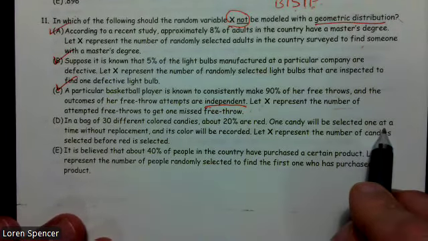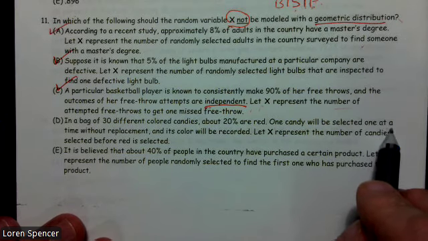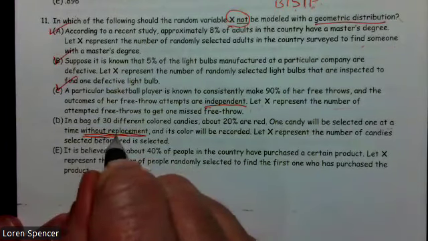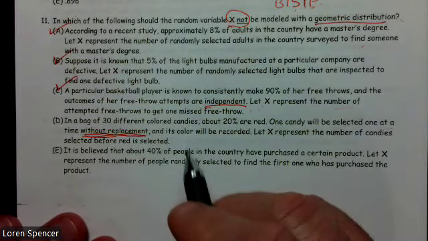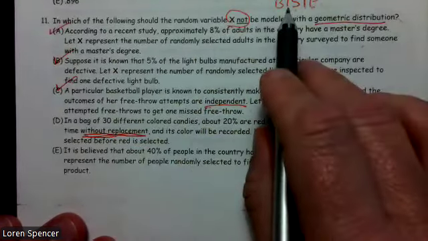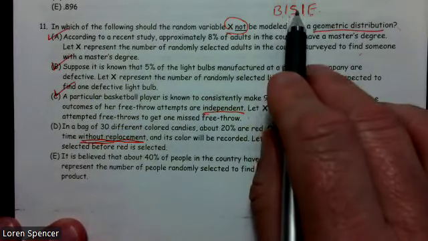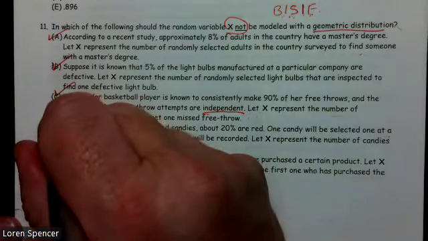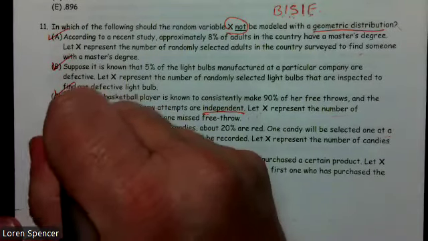In a bag of 30 different colored candies, about 20% are red. One candy will be selected one at a time without replacement. Ooh, that's important. If we're doing it without replacement, our probabilities are changing. That violates independence and the probabilities being the same. This is our answer. Answer choice D.